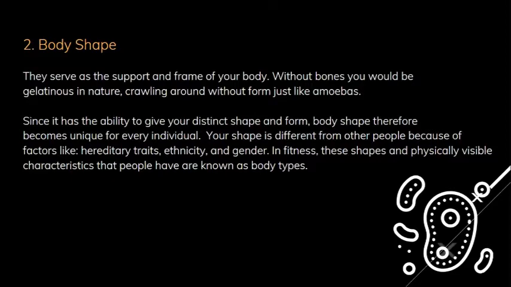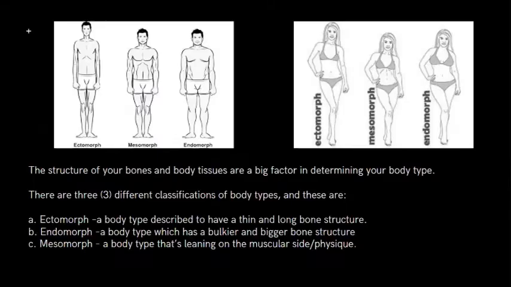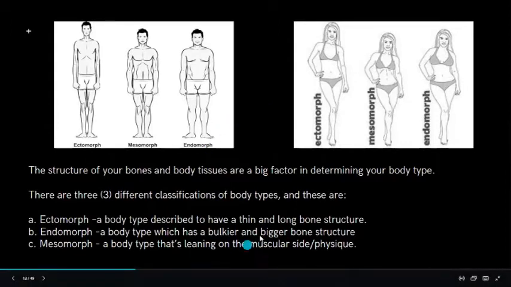So ano nga ba yung mga body types na meron tayo? Ayan. So we have 3 types or classification. We have ectomorph, endomorph, and mesomorph. So ectomorph is a body type described to have a thin and long bone structure. Ayan, as you can see here, ectomorph din to. Nakikita natin matangkad, no? Pero hindi ganun ka-bulky or wide yung kanilang body type. Kasi thin and long lang yung bone structure ng mga magpo-fall sa ectomorph classification.